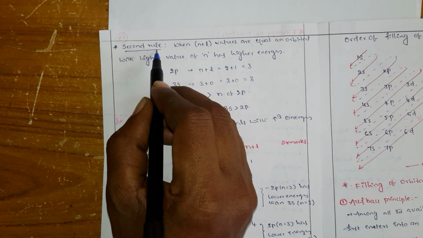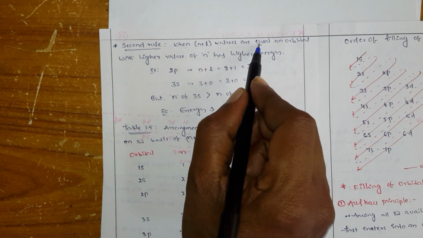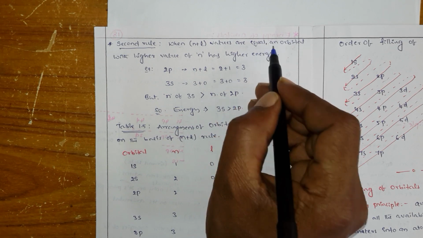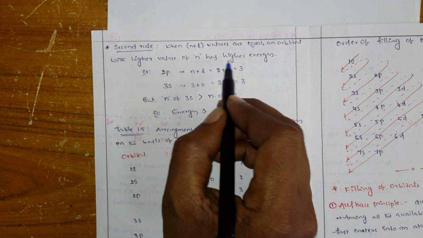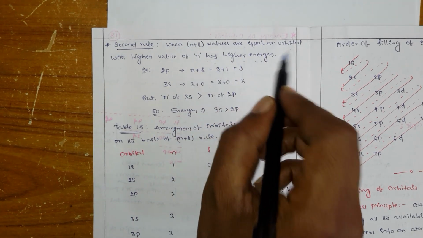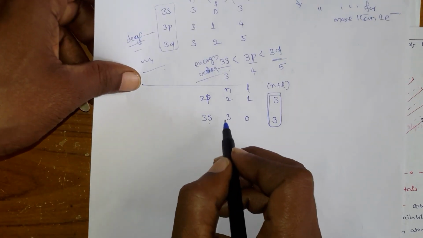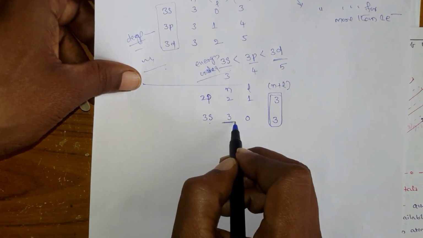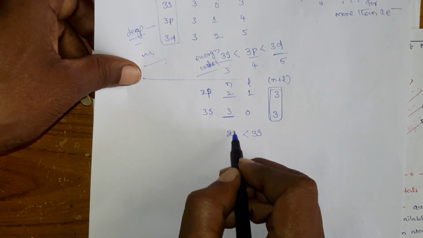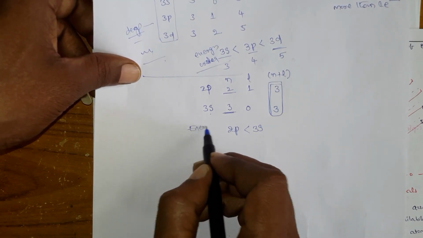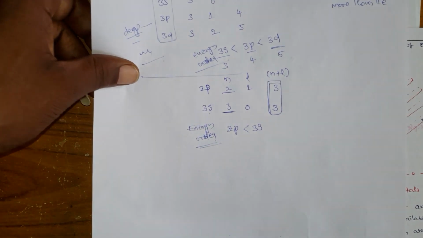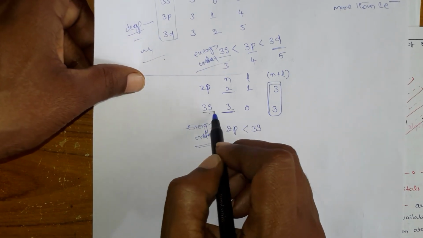You have to follow the second rule. When the n plus L values are equal for orbitals, then the orbital with the higher value of n has a higher energy. That means the one with the higher n value has higher energy. So the 3s has a higher energy than the 2p. Simply, sir, the n value is more, so it has a high energy.